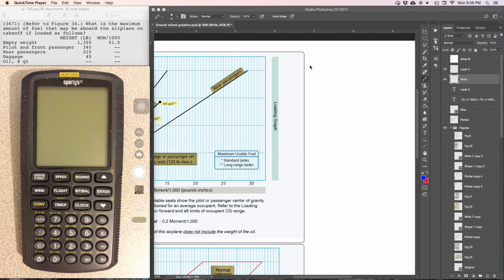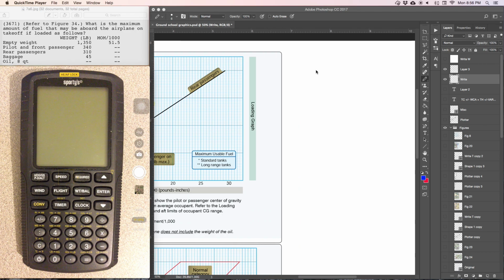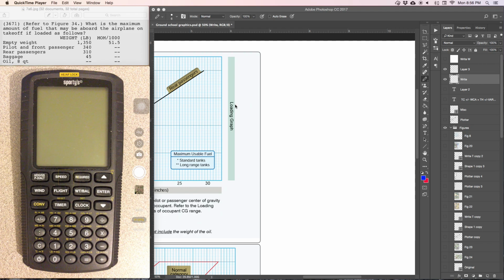Alright, now we're trying to determine the maximum amount of fuel that we can load with the airplane situated as in the problem. So I'm going to start by laying out the WAM: weight times arm equals moment. In this case, the moment is given divided by 1,000, so I'm going to write that down so I don't forget it.